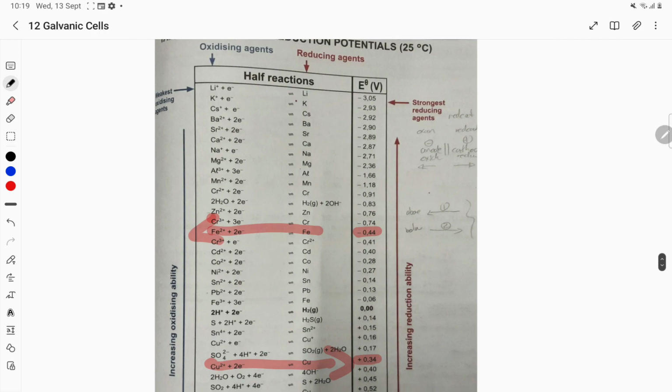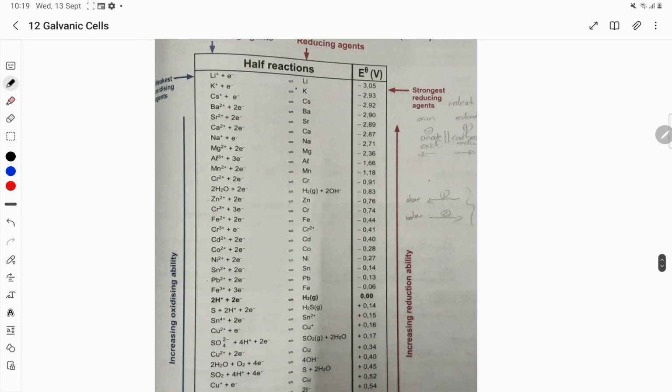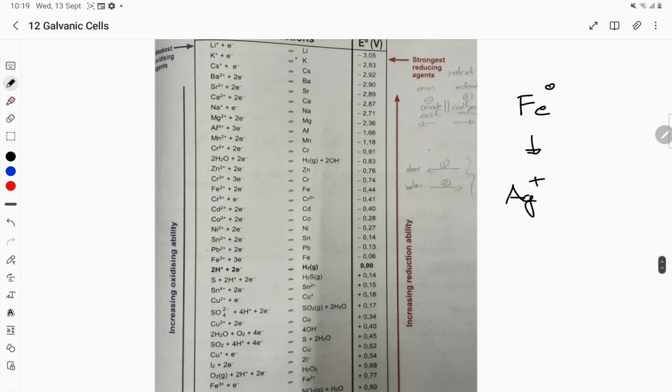I just want to ask a question over here. Let's just say you put an iron nail in a silver nitrate solution. So you have an iron nail being chucked in a silver nitrate solution. What happens is you have iron with the oxidation state of 0 and silver ions in solution. Will this react spontaneously? So how do we know?